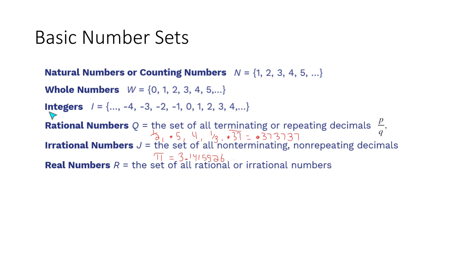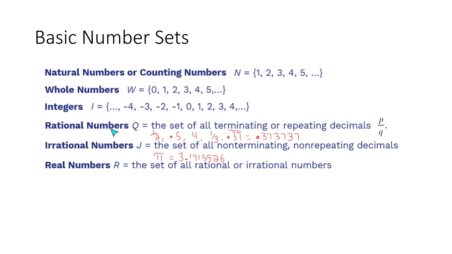So the next set of numbers that we have are the integers. And we use the letter I to represent the integers. The integers are made up of the number 0, the natural numbers, which we also call positive numbers, and then we also have the negative numbers. So these are called integers. And we'll be talking about these number sets throughout the presentation.